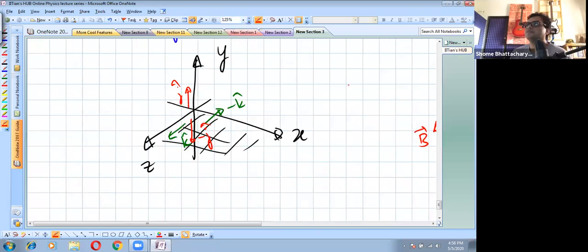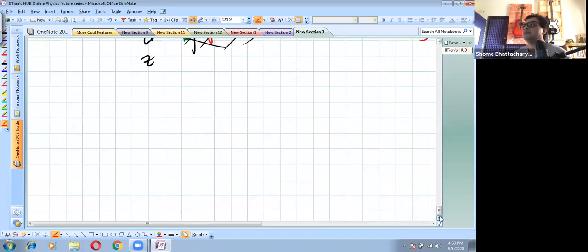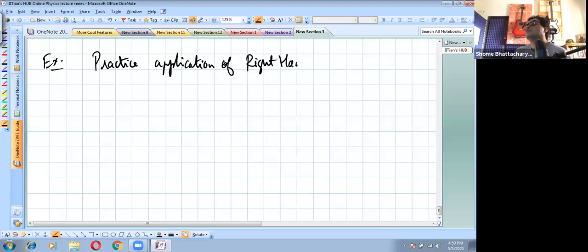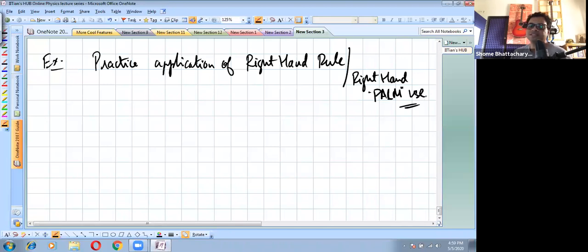Okay. So let me first understand the application of right hand palm or thumb rule. Next, let's just practice the application of right hand rule, right hand palm rule, whichever of the two you want to use. My advice is use the palm rule. It's less messy. With the three fingers, you have to remember which one is X, Y, four finger, middle finger, it becomes a little confusing. Palm rule is very easy to do.